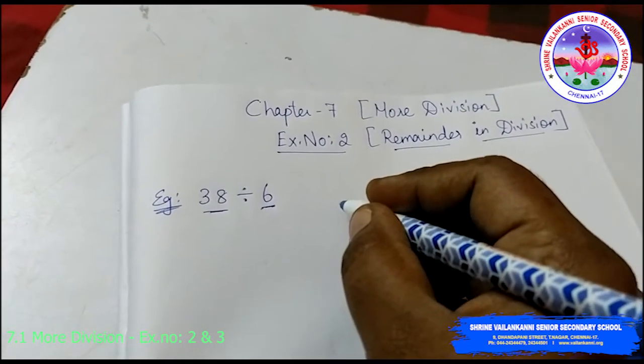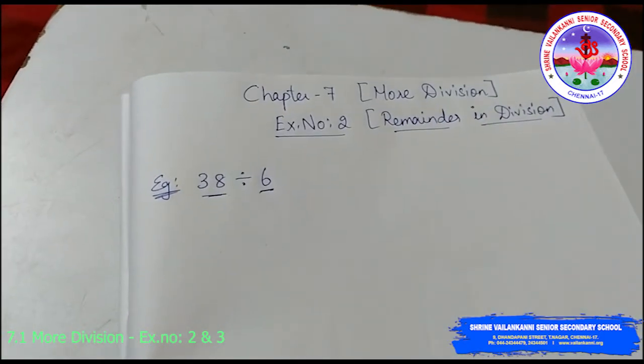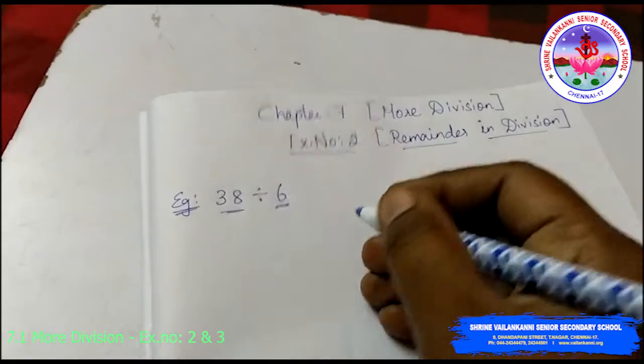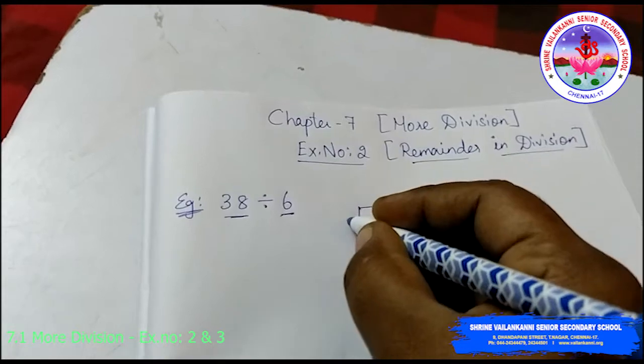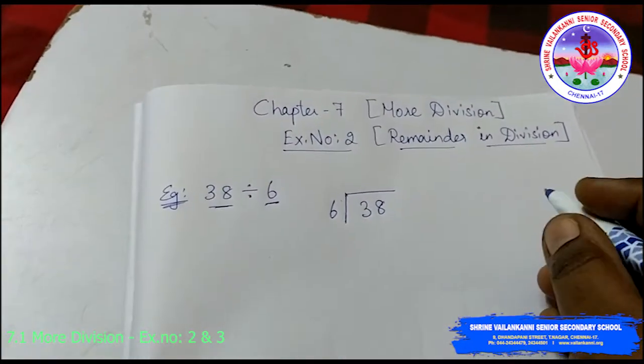You should also continue with long division, because in the other exercises we will go only with the concept of long division. So this divisor will be written outside, and 38 will be written inside this symbol.